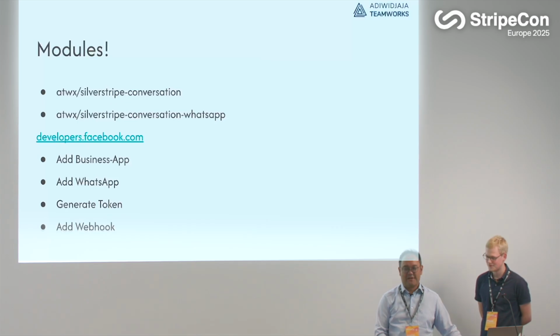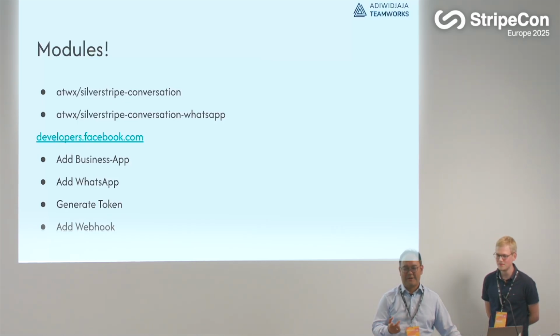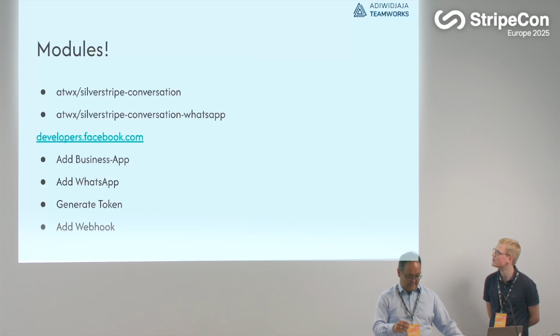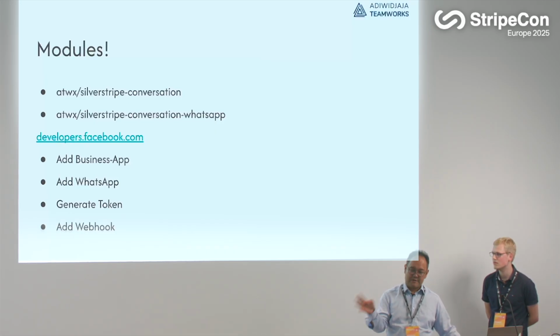So there are modules. Yeah, I created them on Hack Day, but I didn't get to writing READMEs. I have to generate the READMEs from somewhere. There are two modules: Silverstripe Conversation, which is the model we presented here, and a separate one, Conversation WhatsApp, which is the WhatsApp webhook that writes the messages.